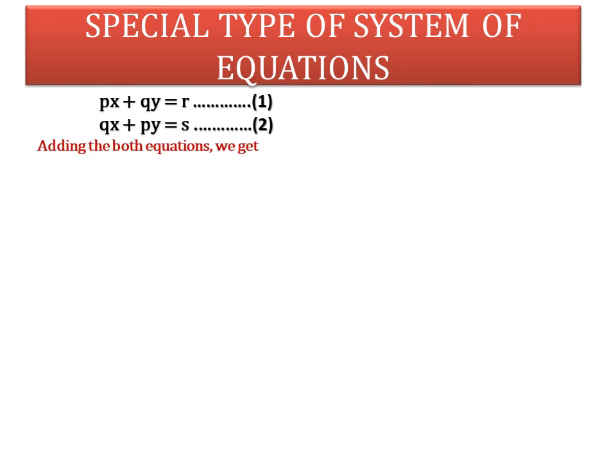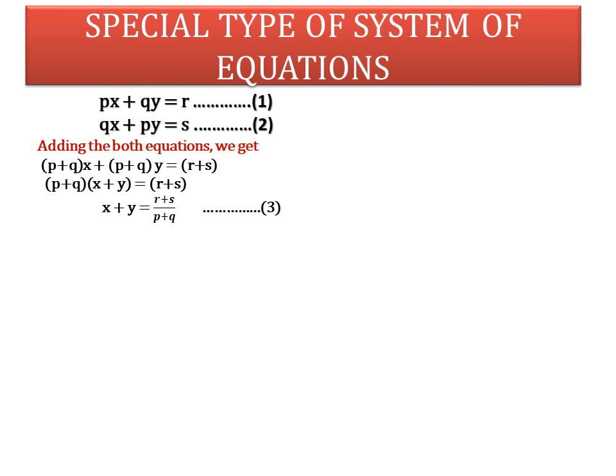First, adding both equations, we get (p plus q)x plus (p plus q)y equals r plus s. As p plus q is common on the left hand side, we take it common and write it like this: (p plus q) into (x plus y) equals r plus s. Dividing both sides by p plus q results in x plus y equals (r plus s) upon (p plus q). This will be our equation 3.